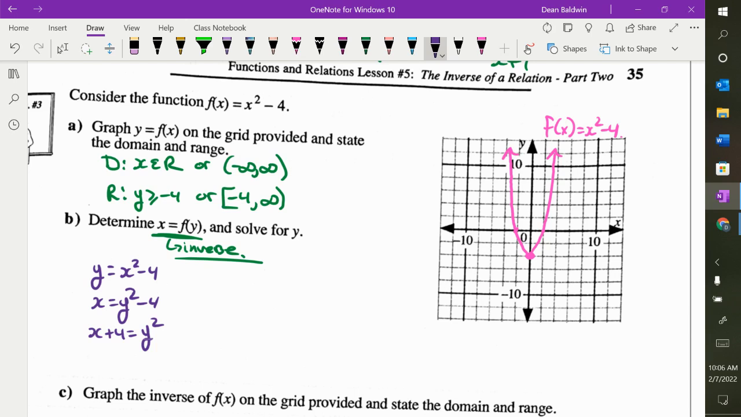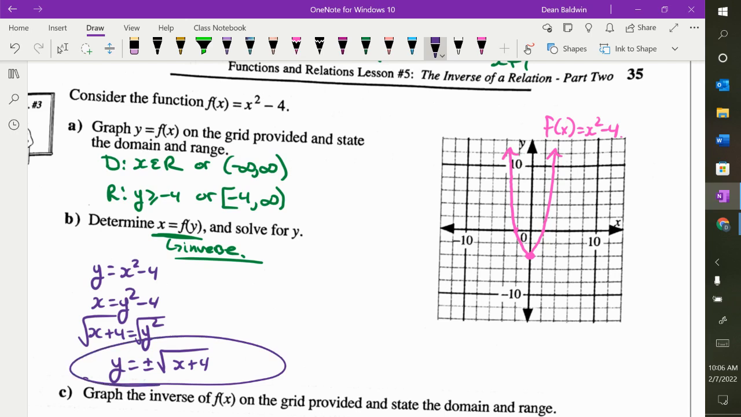Now what? How do I get y by itself? Square root. What do you have to remember when you square root? Plus or minus. So we're going to square root both sides, and I'm going to get y is equal to the root of x plus 4, plus or minus. Cool? Okay.